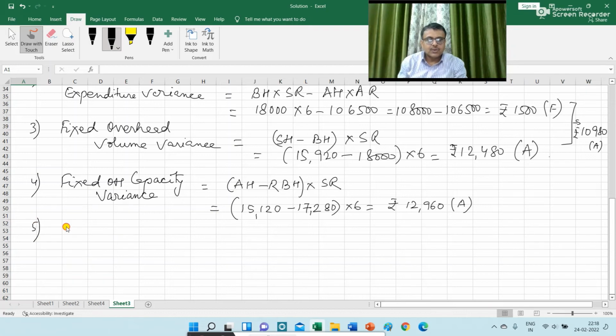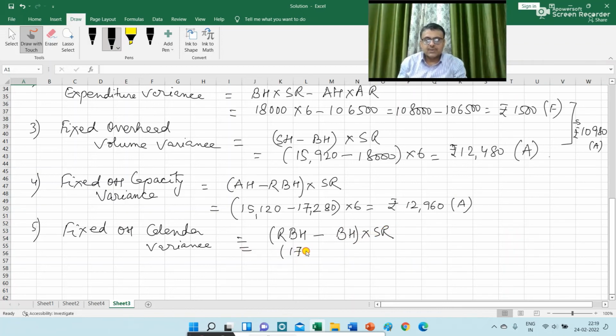Then the fixed overhead calendar variance. Fixed overhead calendar variance is calculated as revised budgeted hour minus budgeted hour into standard rate. Revised budgeted hour is 17,280 minus budgeted hour 18,000 into 6. So fixed overhead calendar variance is equal to 4,320 adverse.